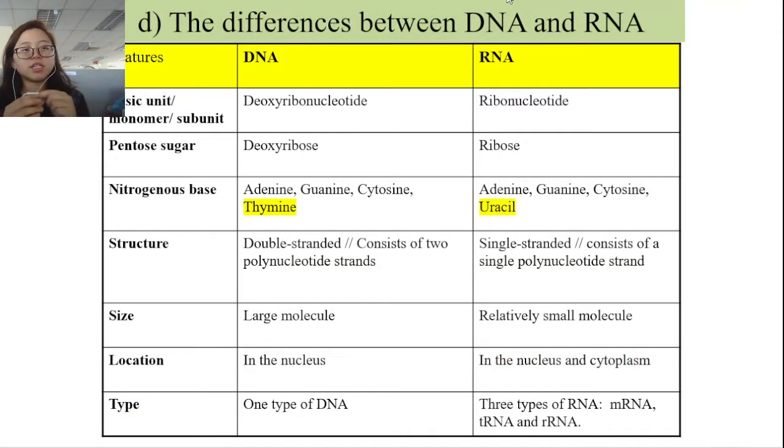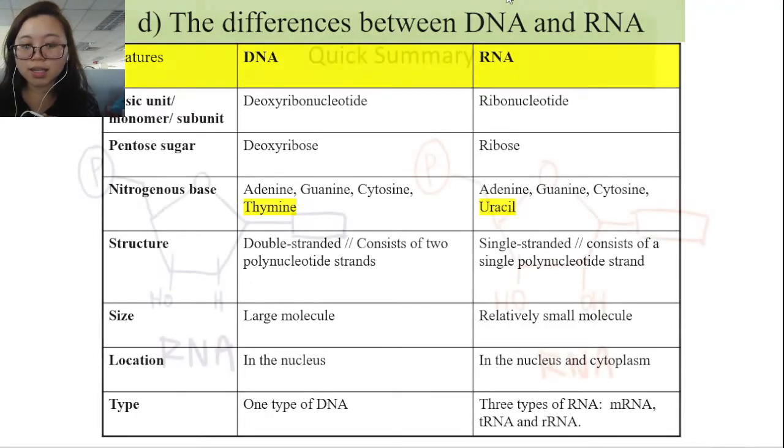Last but not least, you should be able to differentiate and give the differences between DNA and RNA. So when you want to compare, you can compare what is the basic unit called. You can compare the pentose sugar. You can compare the nitrogenous base. You can compare the structure when it becomes a polynucleic acid. You can compare the size. DNA tends to be bigger, RNA tends to be smaller. Where you can find them, DNA tends to be found in the nucleus, RNA usually in the nucleus and also in the cytoplasm. And also the types. DNA, there's only one type of DNA, and RNA, there are 3 types of RNA.